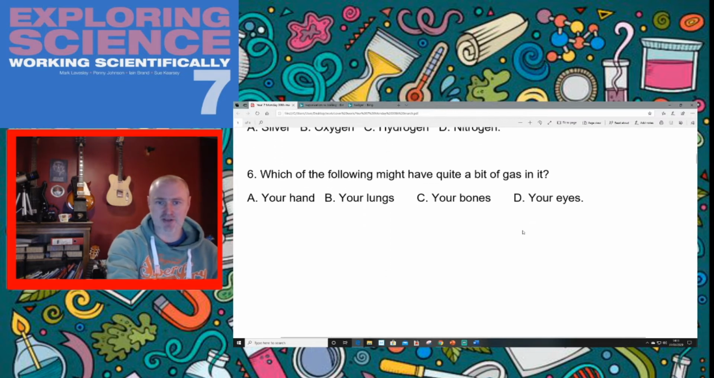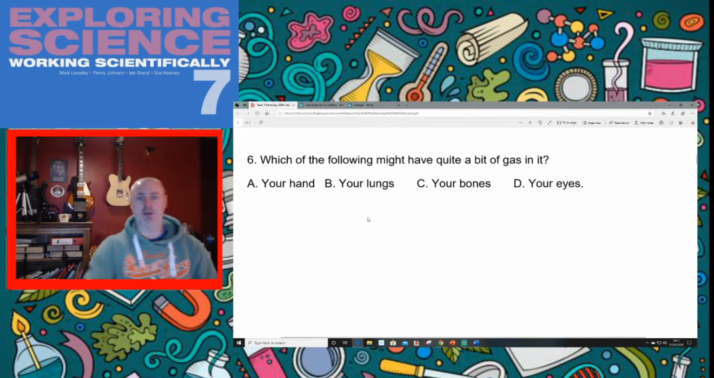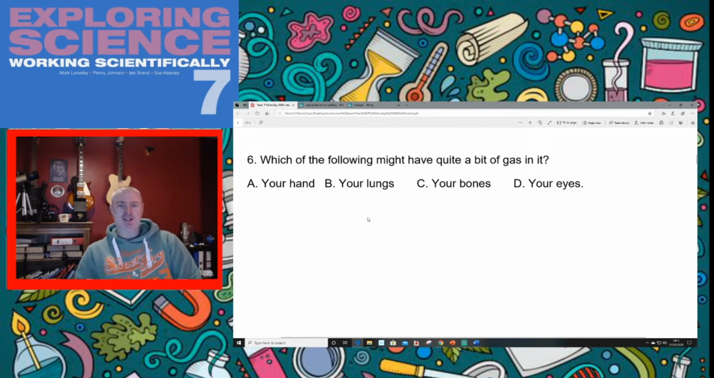Question 6, which might have a bit of air in it. Your lungs. Now, an interesting fact about your lungs, if you've ever been lucky enough to dissect some in class, I mean, you can order some from the butchers if you want to do it at home with your parents, nag them to do it with you.